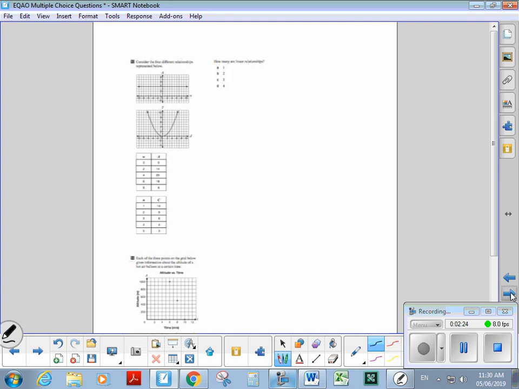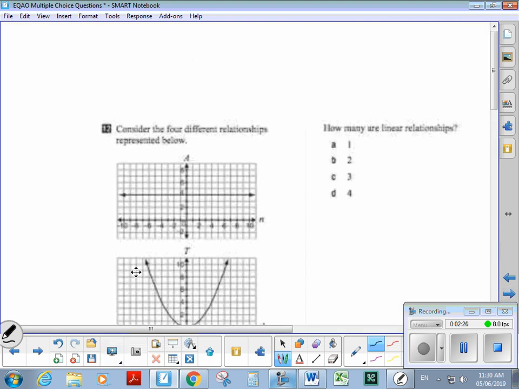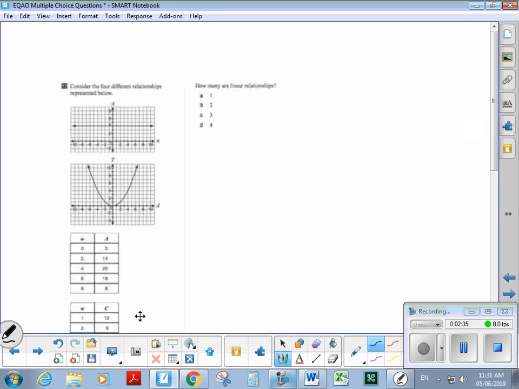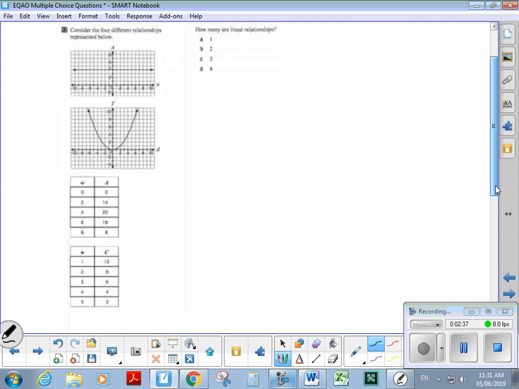In this question here, I'm going to zoom in to read it. So it says, consider the 4 different relationships presented below. All right, so the question gives us the 2 graphs and 2 tables of values. They are asking how many are linear relationships. So how many are linear relationships? So there are 4 here. How many are linear? So pause the video.